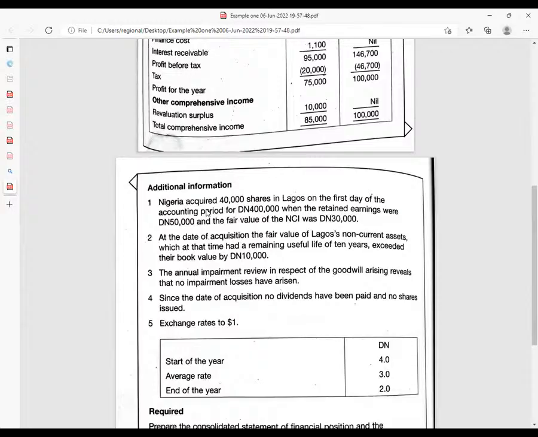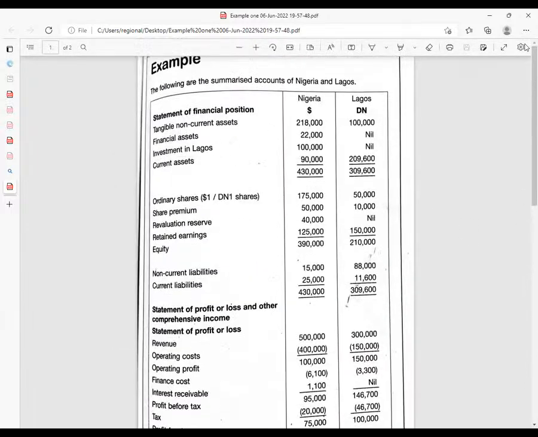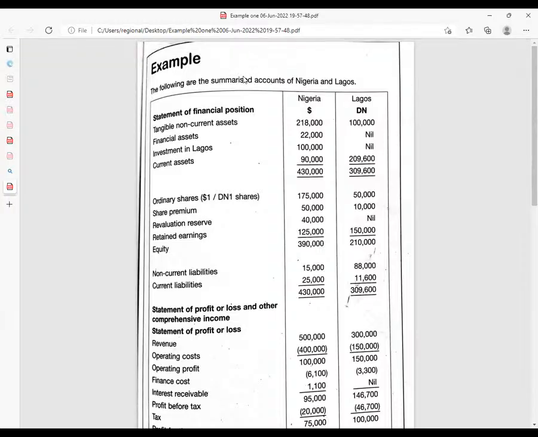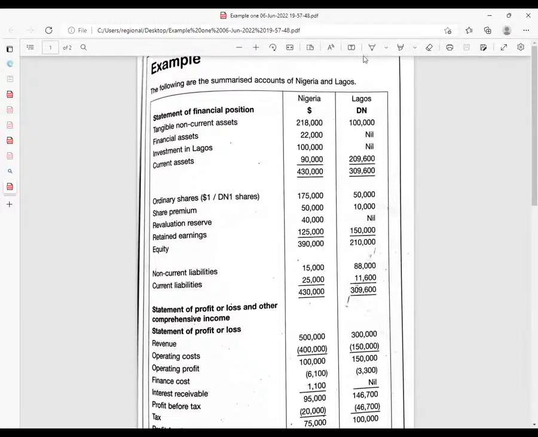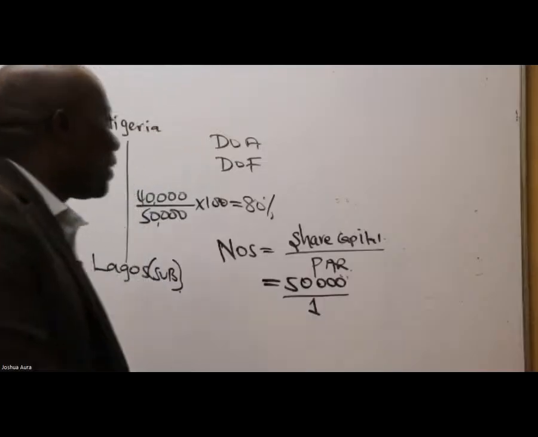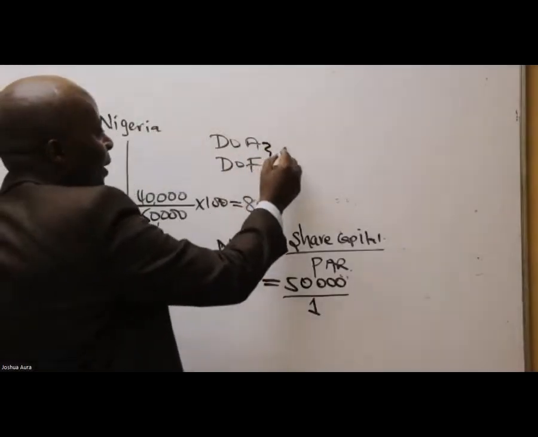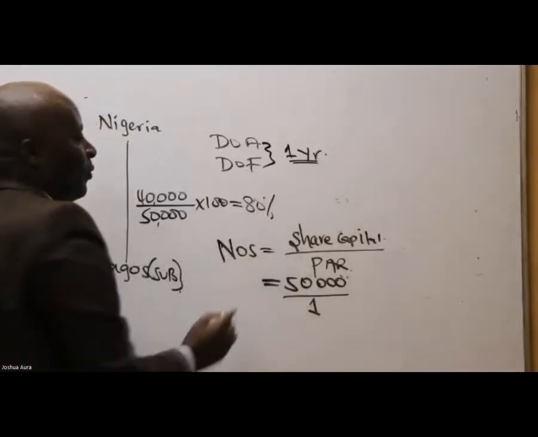Beginning of the year, right? There is nothing really here to count in terms of days. We acquired these shares on the first day of the accounting period, and the accounting period starts here. They haven't even given us the date of the financial statements. It's quite a simple example, but we stayed with this subsidiary for a whole year, exactly 1 year.